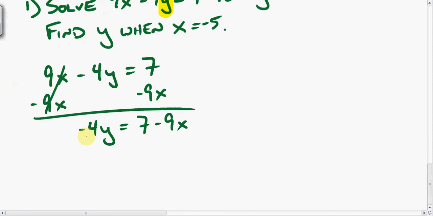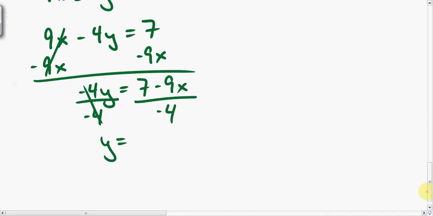And lastly, I'm going to detach negative 4 from y by dividing. So I'm going to divide both sides by negative 4. Negative 4 divided by negative 4 is 1, so those cancel, and I'm left with y equals 7/4. And notice a positive and a negative make a negative, so it's actually negative 7/4. And now we've got negative 9x divided by negative 4, and a negative and a negative make a positive 9/4 x.